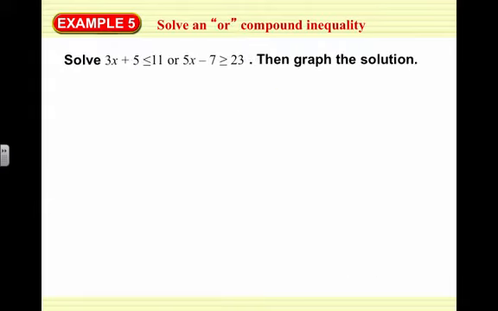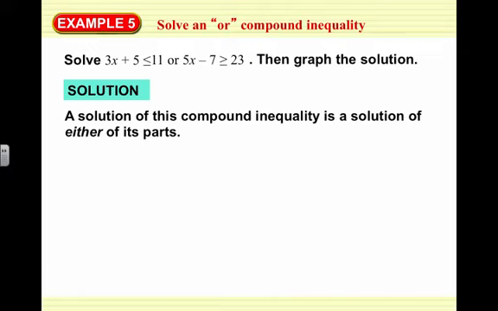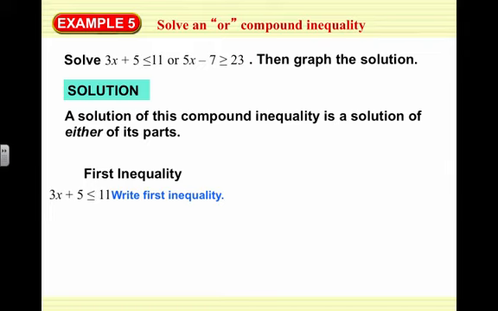All right, let's solve an "or" inequality statement. This is our last example, always a happy occasion. So a solution for this compound inequality is a solution to either of its parts. Okay, "or" is easy. You only have to satisfy one statement or the other and you're part of the solution. Okay, so let's do the first inequality. You almost work this like 2 separate problems.